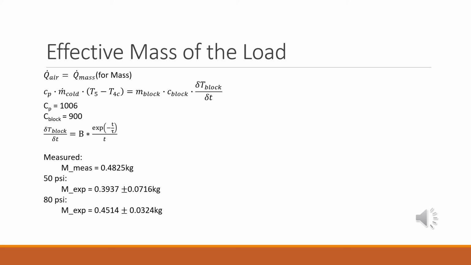According to the equation, the experimental mass of the block is slightly lower than the measured mass, which is because there was unexpected heat transfer through conduction. It caused underestimated heat transfer.